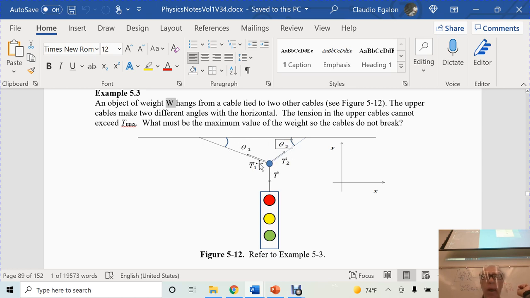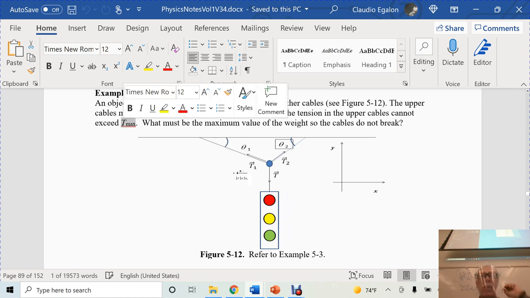So we go ahead and use this point here as your system. There's a downward tension applied to that point. There's a tension to the left. There's a tension to the right. And this point is at rest. We are going to find out the values of tension 1 and tension 2 and see if it exceeds this value here, T max.